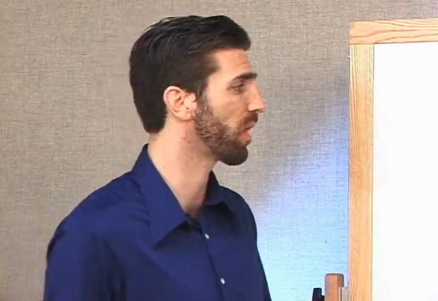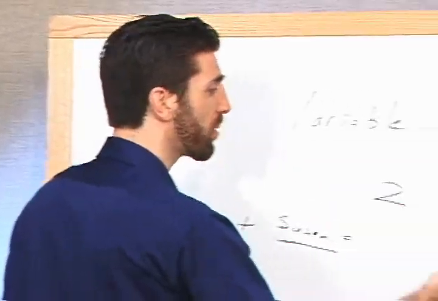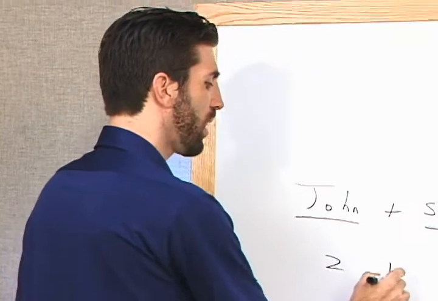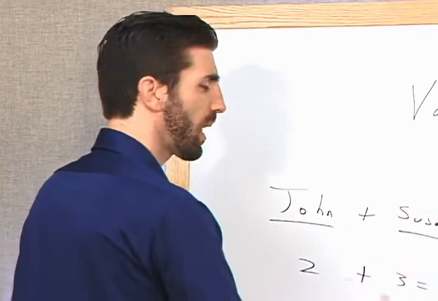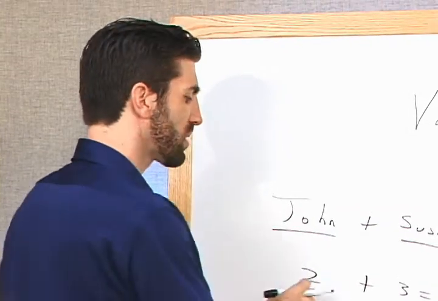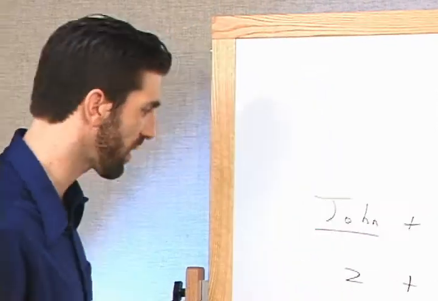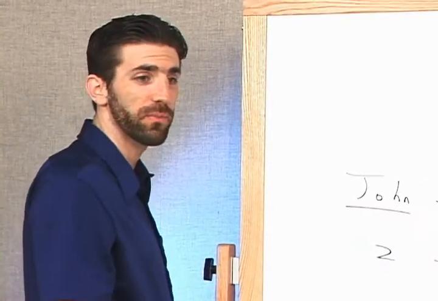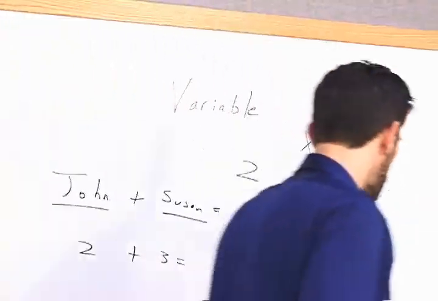So now what is a variable? A variable is something that represents a number. So in this case, John and Susan, this could be John is 2 and Susan is 3. Not years or anything, it's just a number that it represents. Okay? Doesn't have to be years, doesn't have to be height, doesn't have to be anything, just a number. So John plus Susan would be 5. Okay? This will make more sense as we move on.